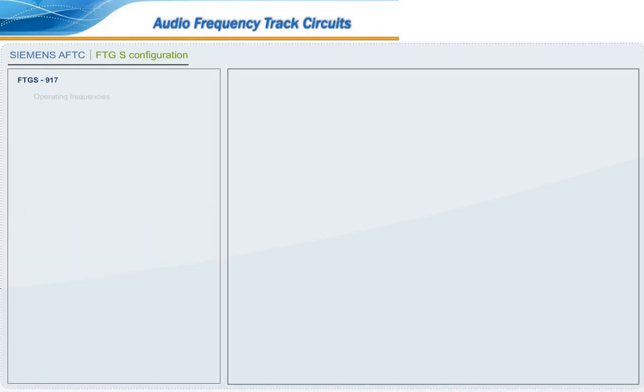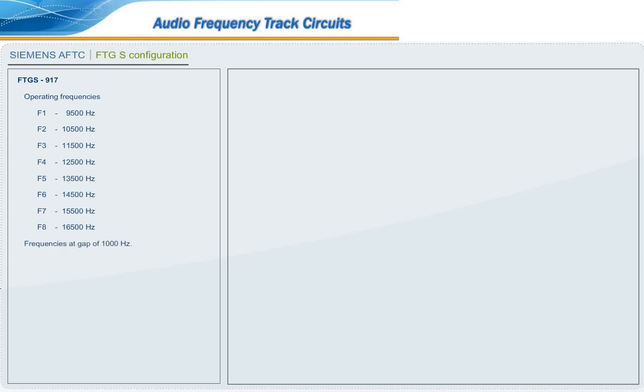FTGS 917. Operating frequencies F1 9500 Hz, F2 10500 Hz, F3 11500 Hz, F4 12500 Hz, F5 13500 Hz, F6 14500 Hz, F7 15500 Hz, F8 16500 Hz. Frequencies at a gap of 1000 Hz. Length of tuning zone equal to maximum 6 meter.